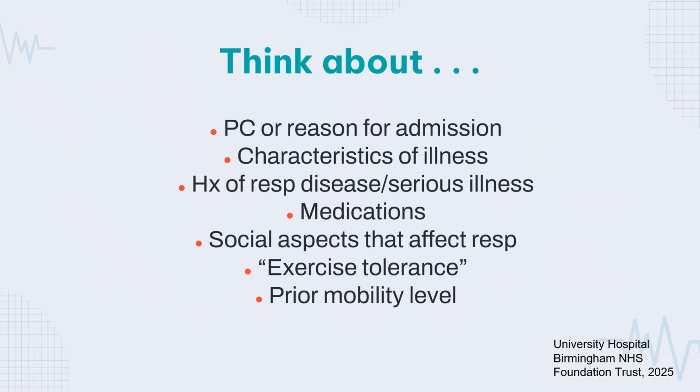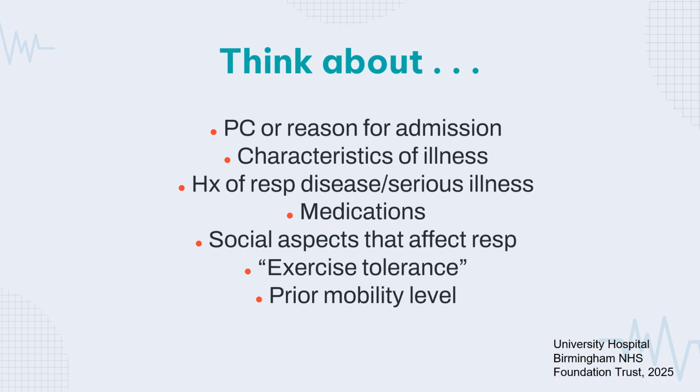So we also want to look at the patient's present condition or reason for admission. You also want to look at the characteristics of their illness, because this is important to analyze so that you know what type of treatment that you're going to administer to this person. You want to think about their history of respiratory disease or serious illnesses that they may have. You want to look at the medications. Some medications may cause respiratory distress or respiratory depression.